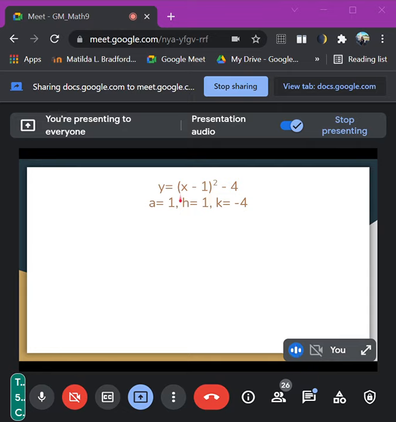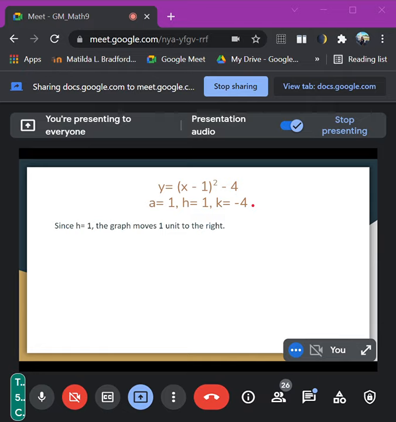Now, how about for our H class? What is the movement of H? Right. Okay, to the right. Very good. So, since H is equals to 1, the graph moves 1 unit to the right. Very good. How about for our K? It is negative 4.